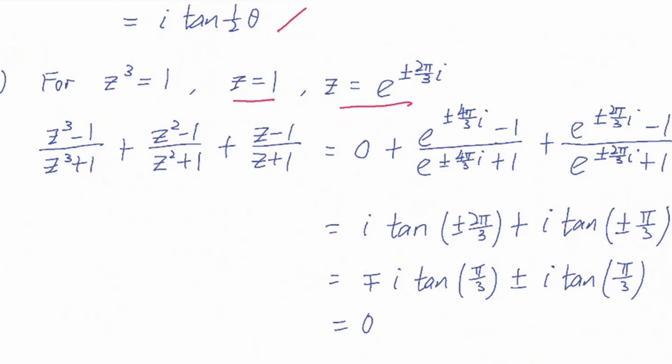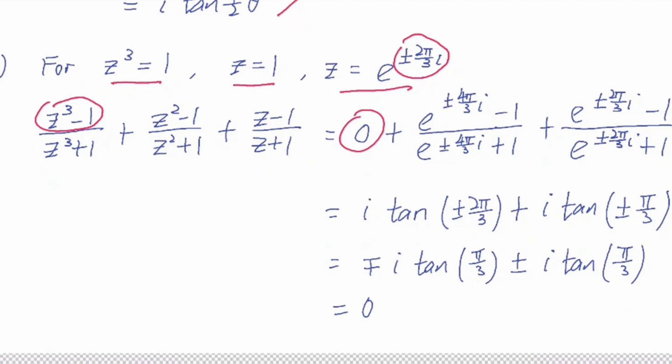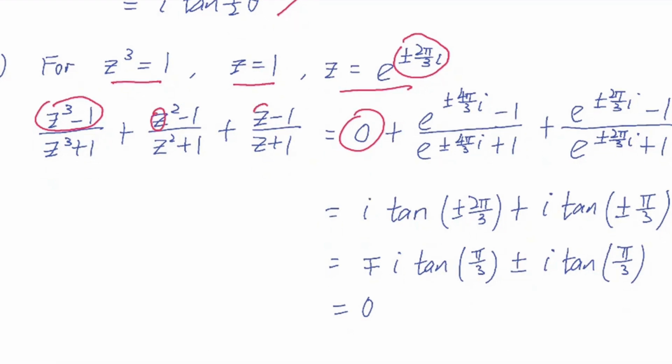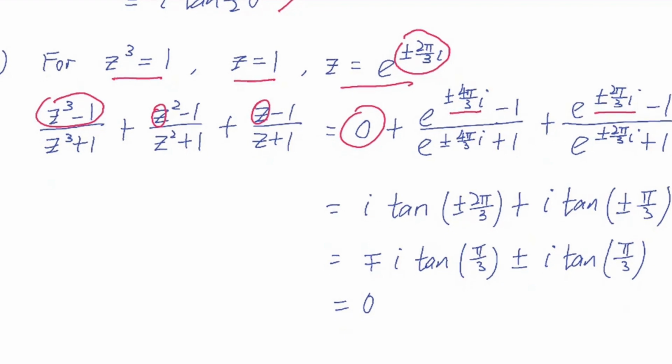We know that z cubed minus 1 is 0 because z cubed is 1, right? So the first term here is definitely 0 already. And then the next thing that we do here is that, you see the z here, it could be plus minus 2 pi over 3 there. So for the z squared and the z here, we substitute that inside here.